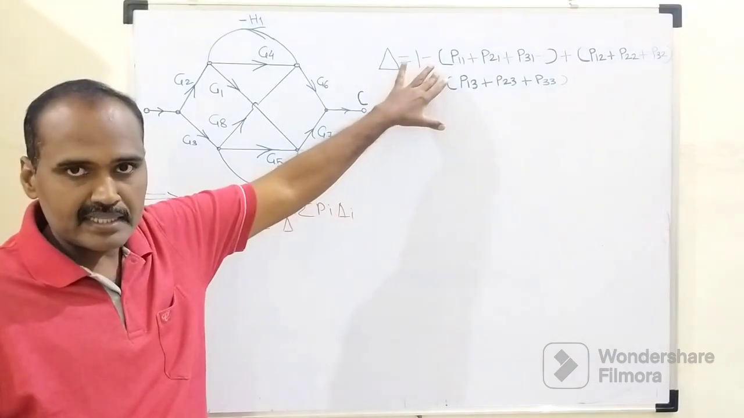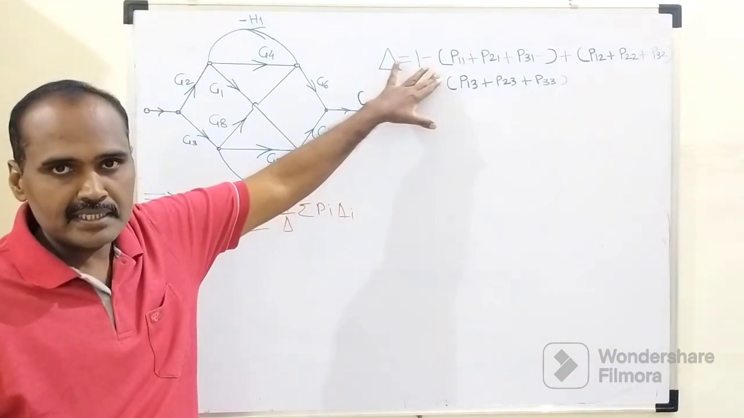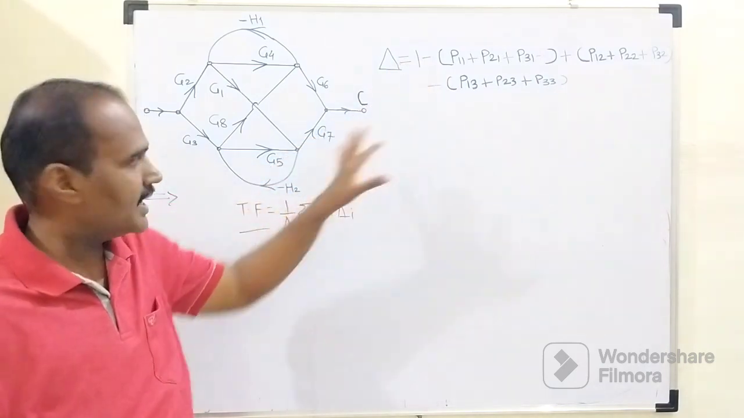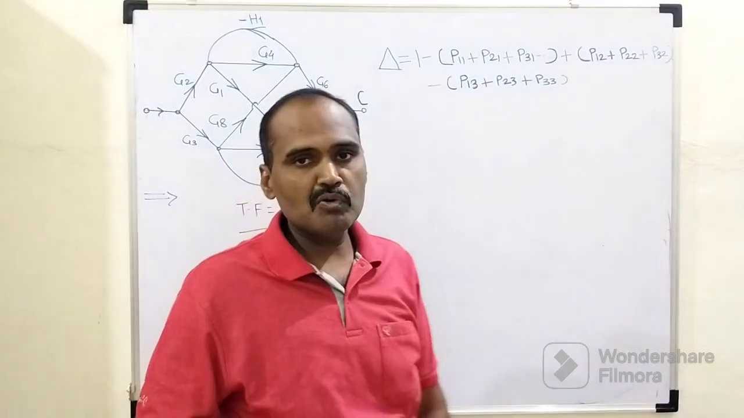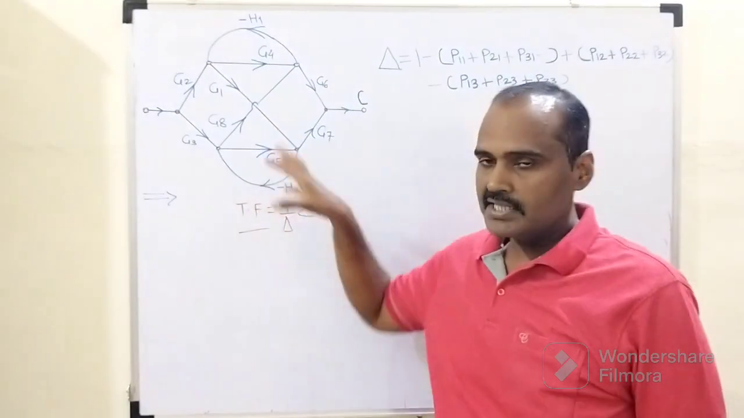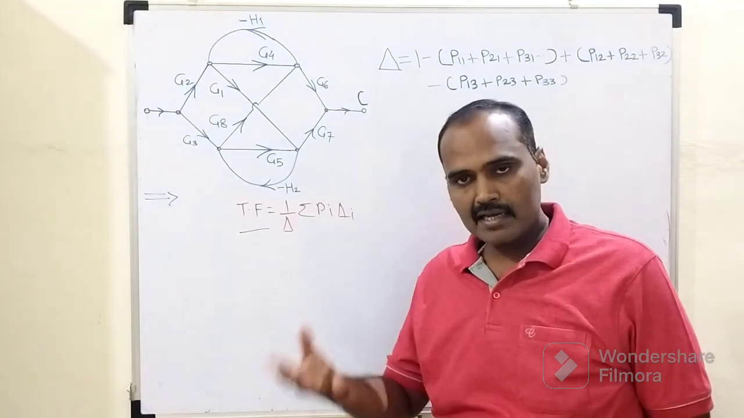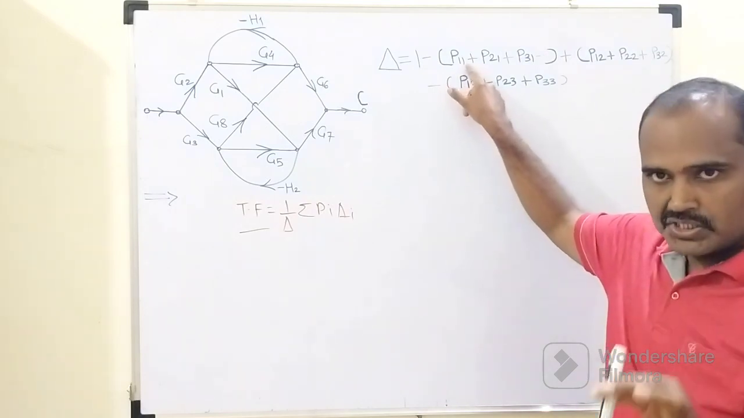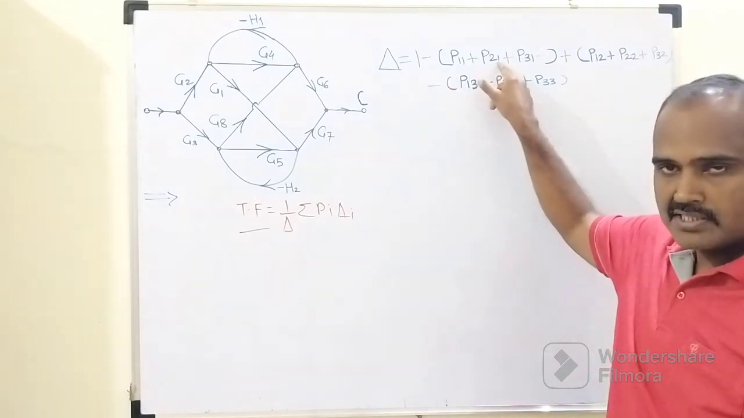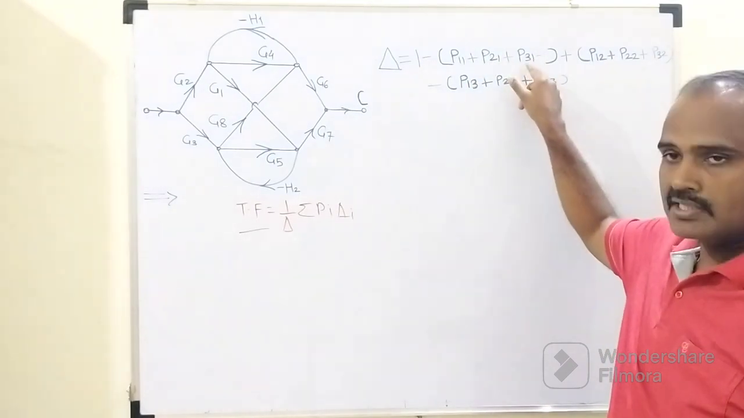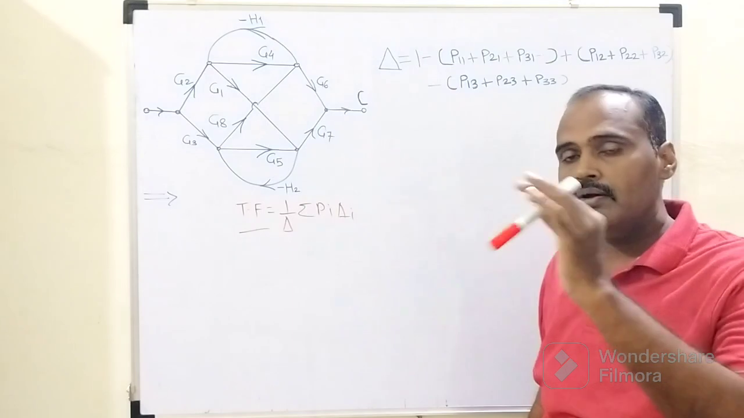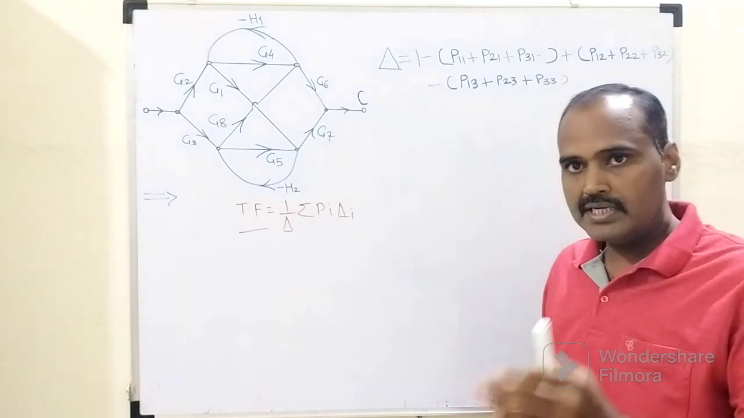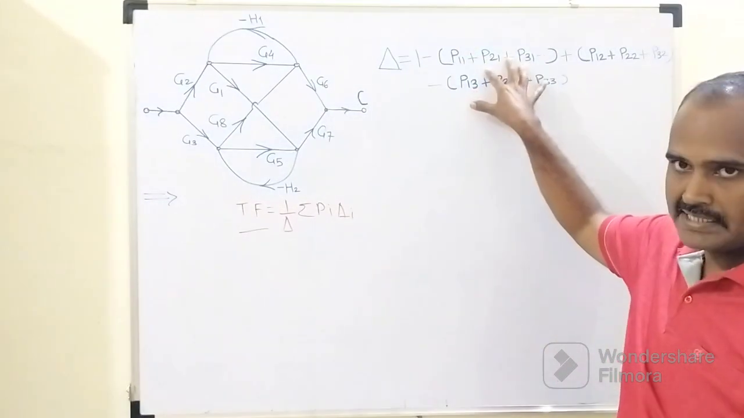The first parenthesis is the addition of individual loop gains. First of all we need to determine, by observation, how many individual loops we have within the signal flow graph representation, and their gains are added within that first parenthesis. So P11 is the first individual loop gain, P21 is the second individual loop gain, P31 is the third individual loop gain. Like this we have n number of loops, and we need to add the n individual loop gains. So this is all about the first parenthesis.